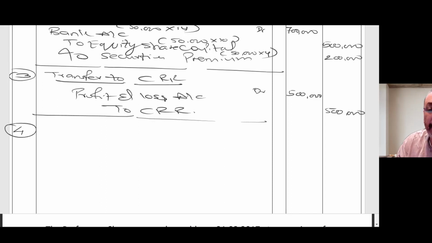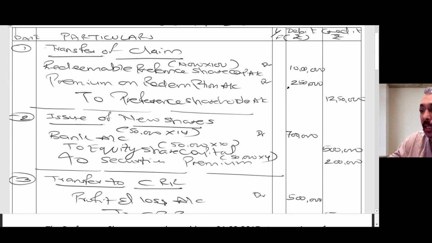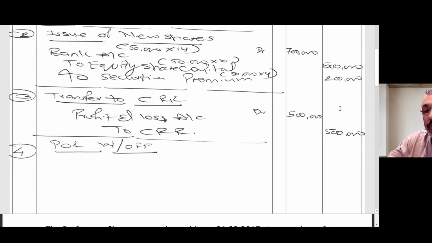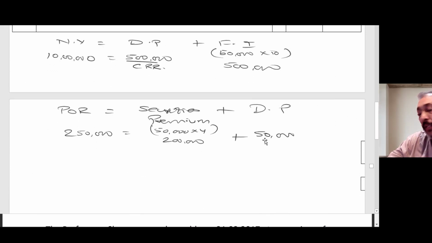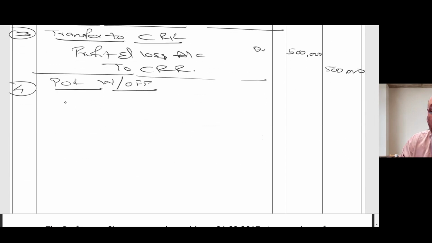What about fourth step? Right. POR written off. Premium on redemption. How much was premium on redemption applicable? Premium on redemption was around 2,50,000. So this amount needs to be arranged. Now, when we issued shares, we had a security premium of 2 lakh rupees. So 2 lakhs we will pick up from security premium and the balance 50,000 from any DP account. So the entry would be like that.